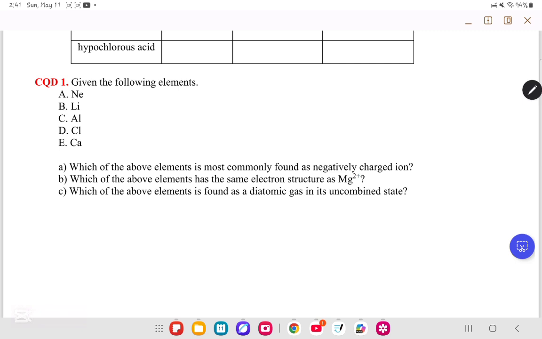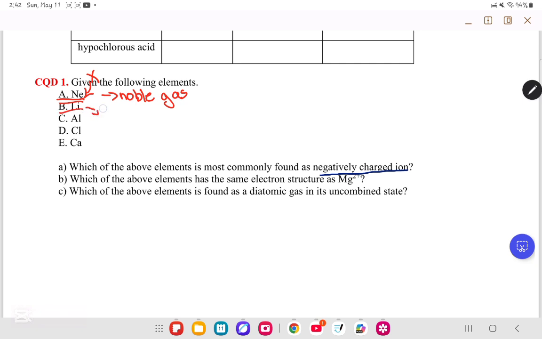CQD1: given the following elements, Ne, Li, Al, Cl, Ca, which of the above elements is most commonly found as a negatively charged ion? This is a very nice question. Why? Neon, can it ever form an ion? No, because it is a noble gas. It does not need to form an ion because it already has a noble gas configuration.